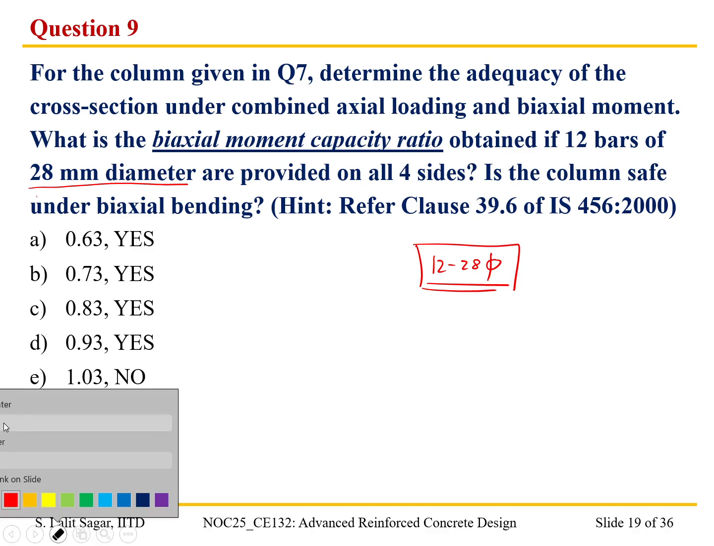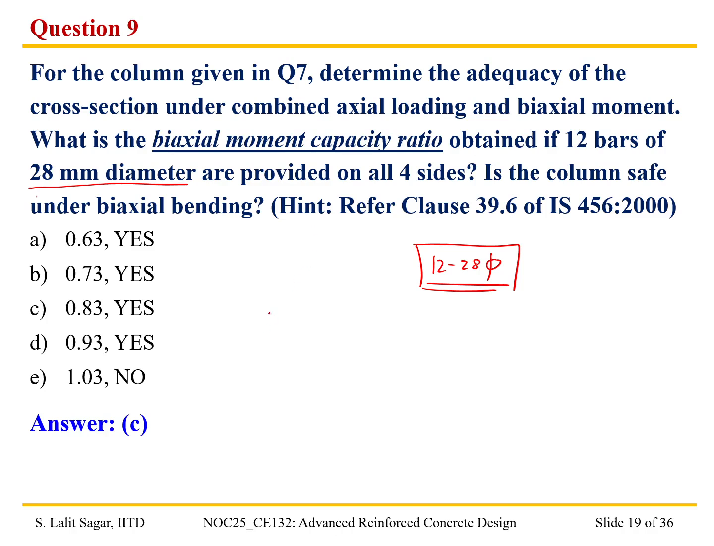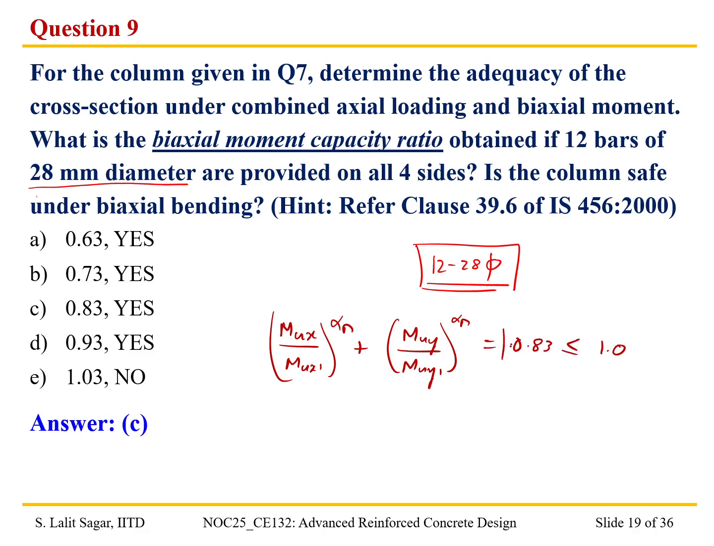I'm going to write the equation over here, so that you can verify the answer later on. That is MUX by MUX1 power alpha n plus MUY divided by MUY1 power alpha n. We will get that value as 0.83. It is less than 1.0, hence the column is safe. So I'm going to provide these values.